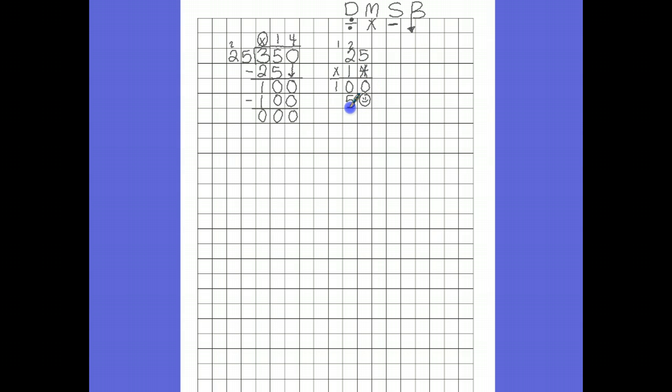1 times 5 is 5. 1 times 2 is 2. And now I can add it all together. 0, 5, 3.